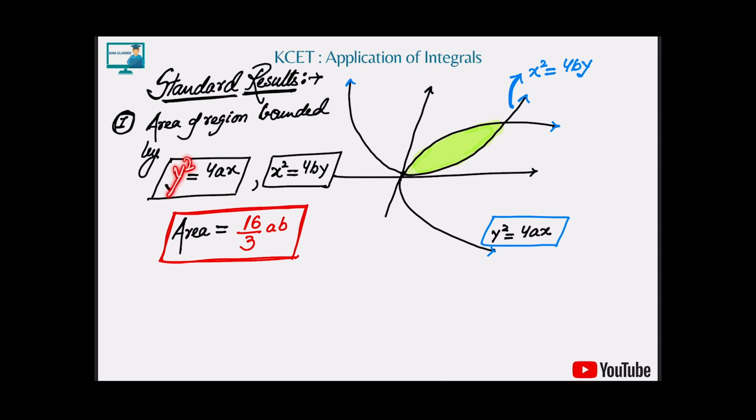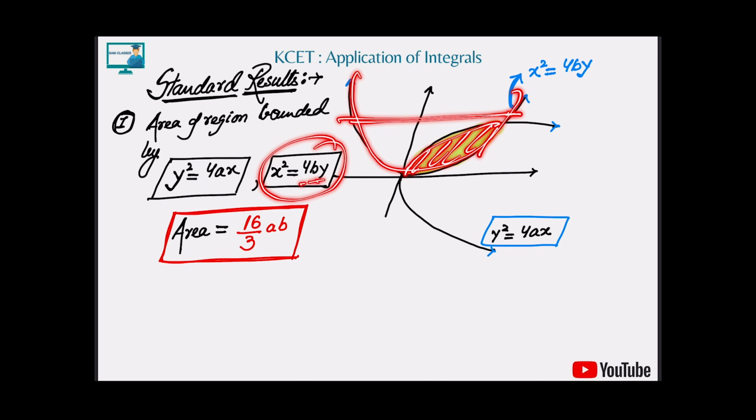Just now I told you, y square means what? It is this one. The line of symmetry lies on the x-axis. For two values of y, one value of x. Very simple. Again, x square is equal to 4by. For one value of y, we get two values of x.